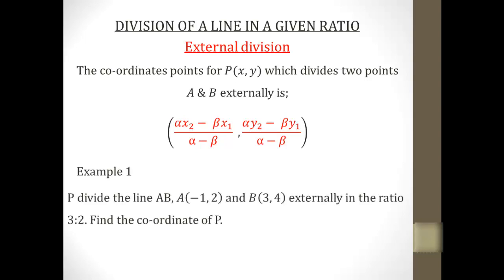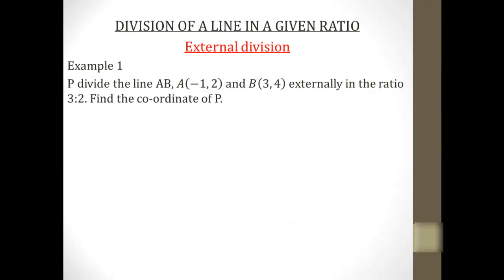Okay, so let's take our first example. So we have P divides the line AB, where A is (-1, 2) and then B is (3, 4), externally in the ratio 3:2. Find the coordinates of P. So now we are going to use the same method. We are going to write our ratio, we are going to write our point, and then we are going to beautifully state our formula so that we can easily solve.